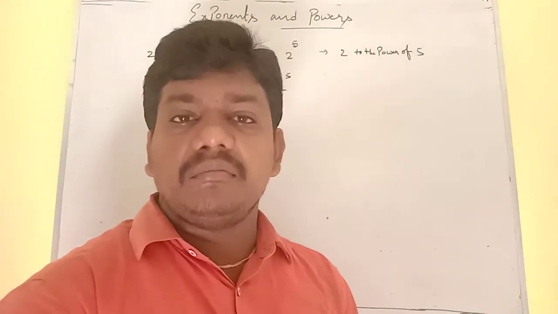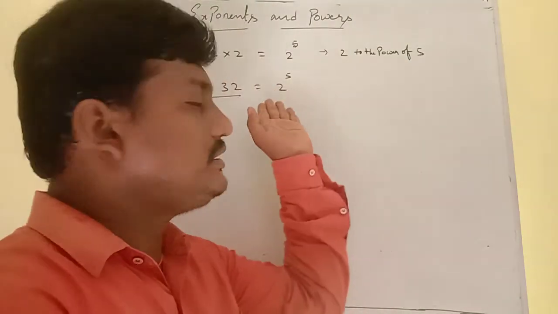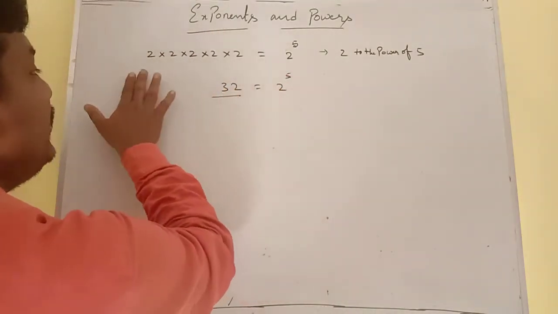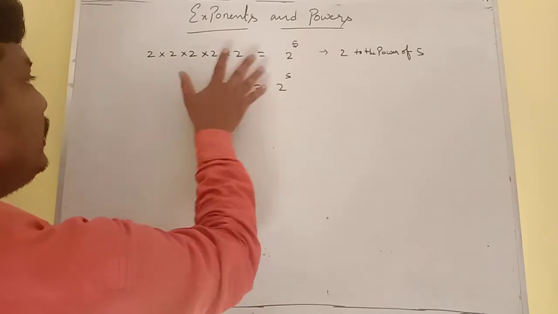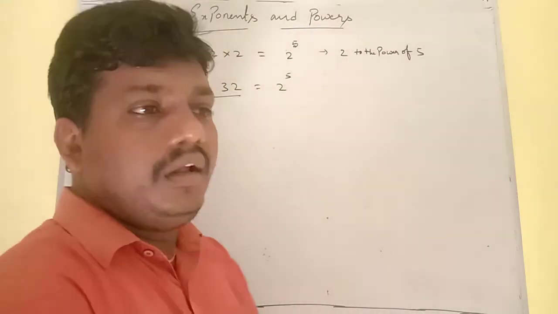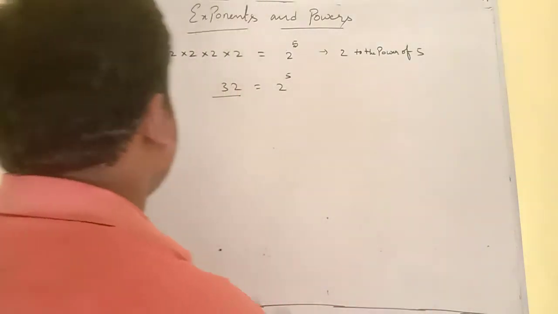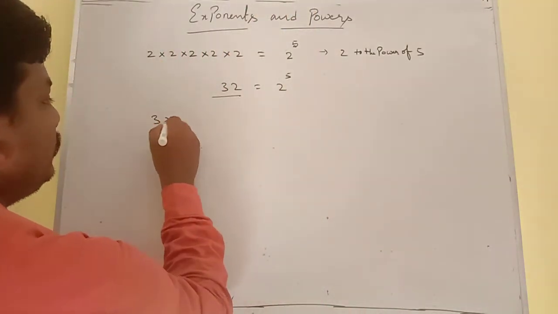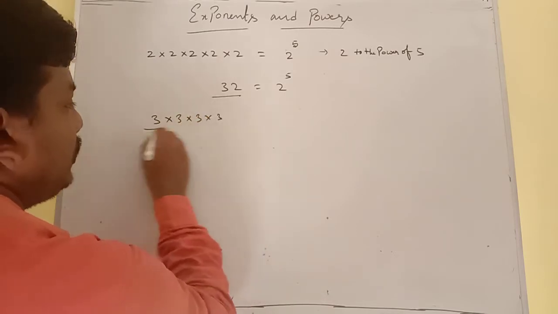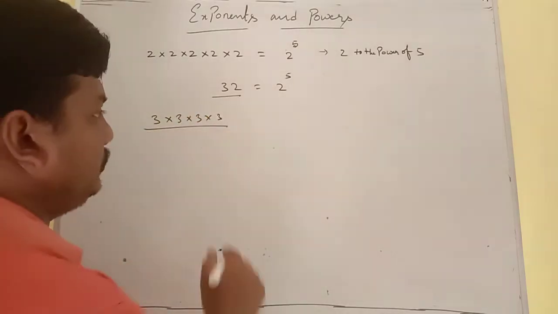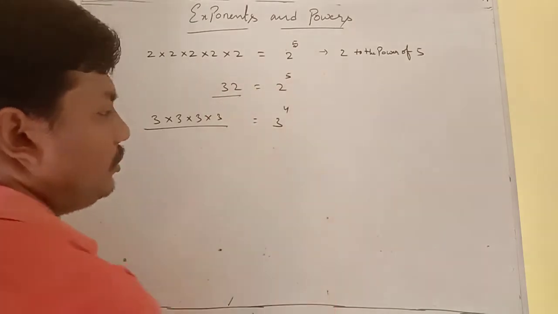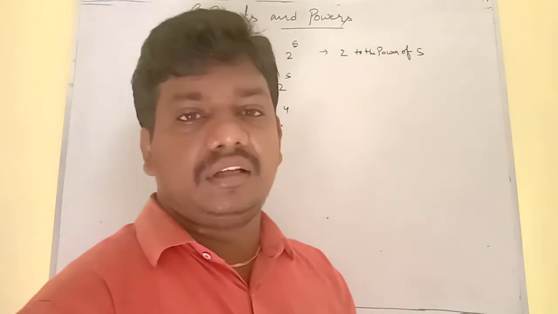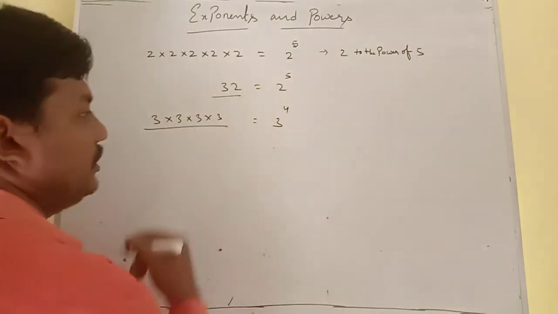That means any number can be represented in exponential form. This number can be split into its equal factors. Any number can be represented in the form of equal factorization, that is 2 into 2 into 2 into 2. In the same way, 3 into 3 into 3 into 3. Now 3 is repeatedly multiplied 4 times, so this can be written as 3 power 4. If any number is repeatedly multiplied, that expression is nothing but exponential form.